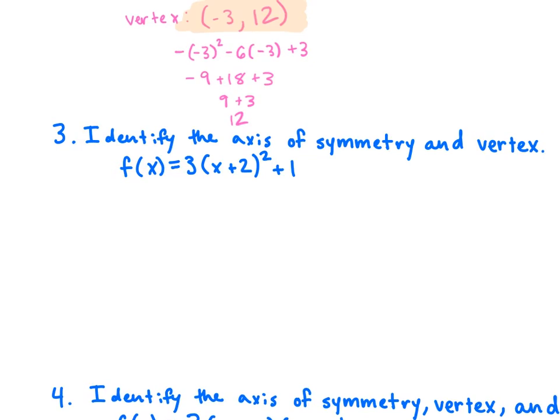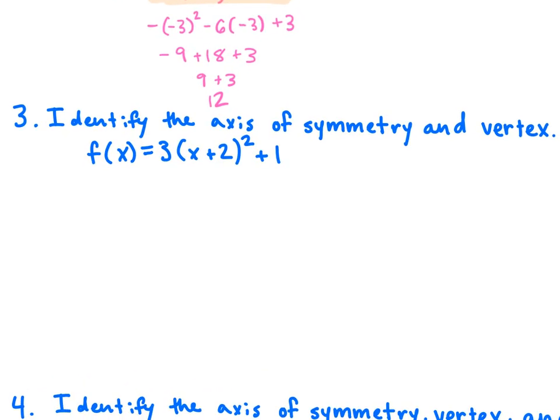Let's look at number 3. So here we have another one that is in vertex form. So here it's easiest just to start by naming the vertex. What would our vertex be here? -2, 1. Awesome. -2, 1. What is our axis of symmetry? -2. Perfect.